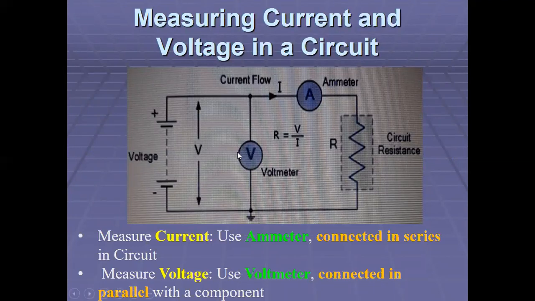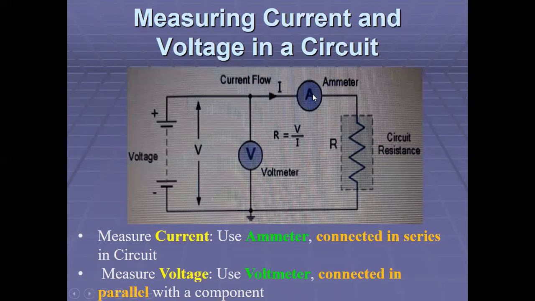We can measure the current using a device known as an ammeter. You can see here is the ammeter. This is the battery, with conventional current flow from positive to negative. The ammeter has to be put in the circuit in series connection. We have to cut the circuit and put the ammeter inside. We cannot put it in parallel to measure the current.